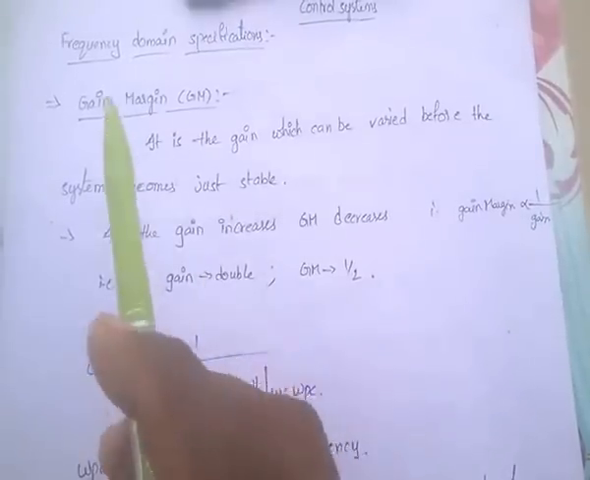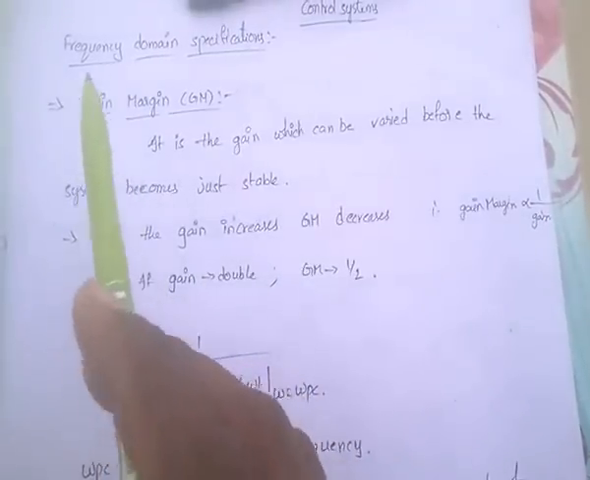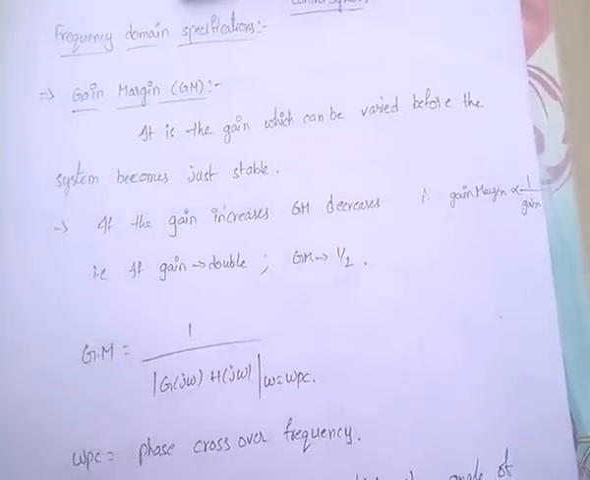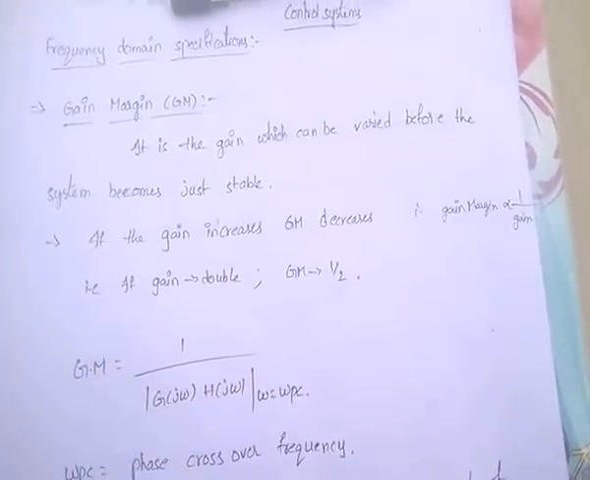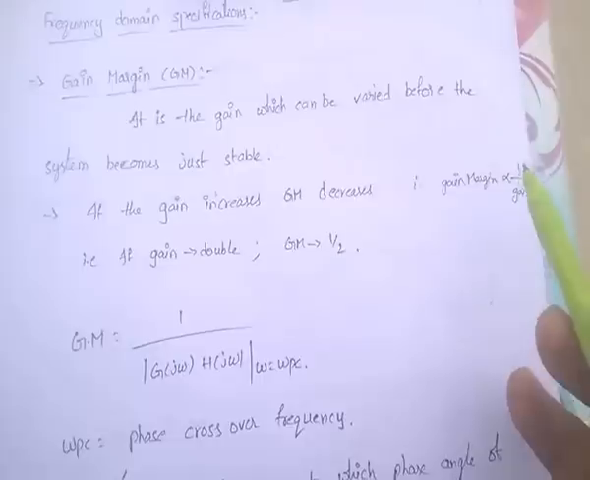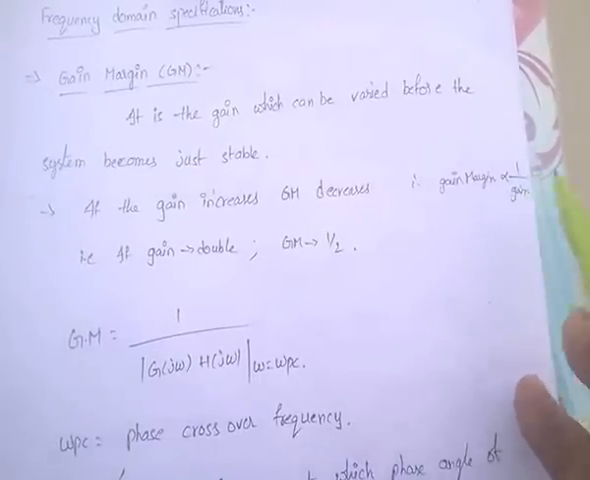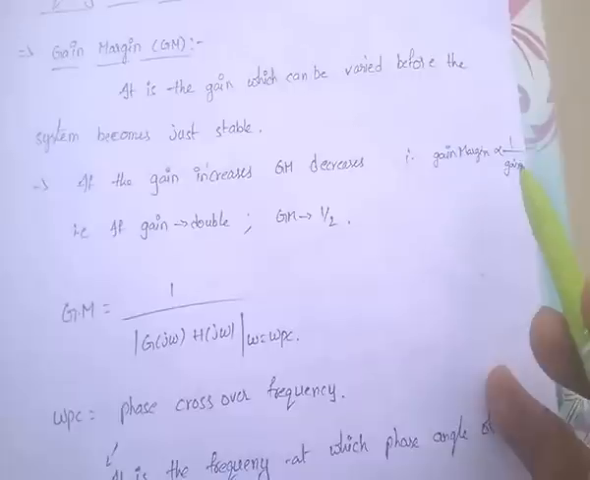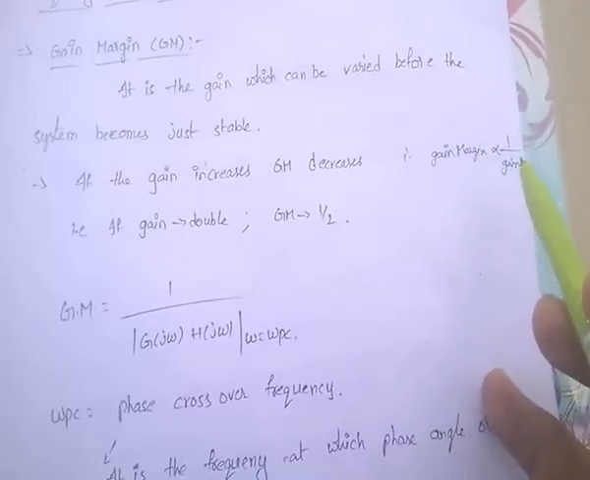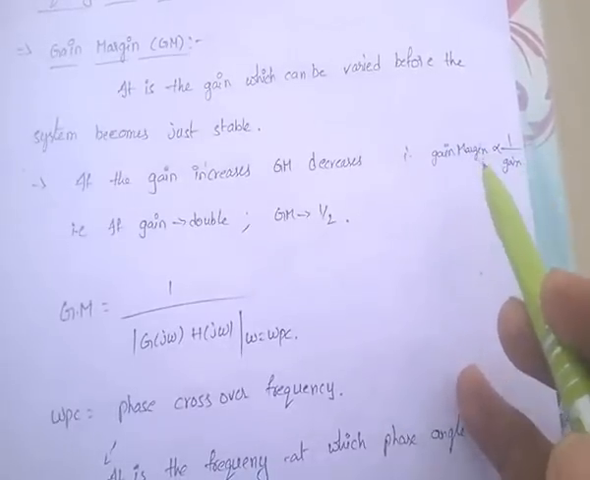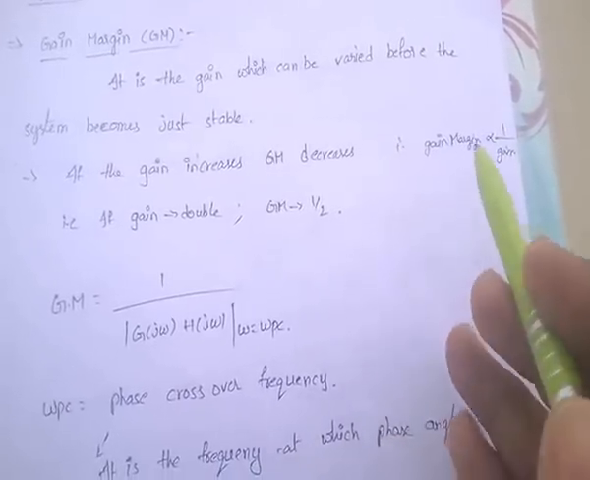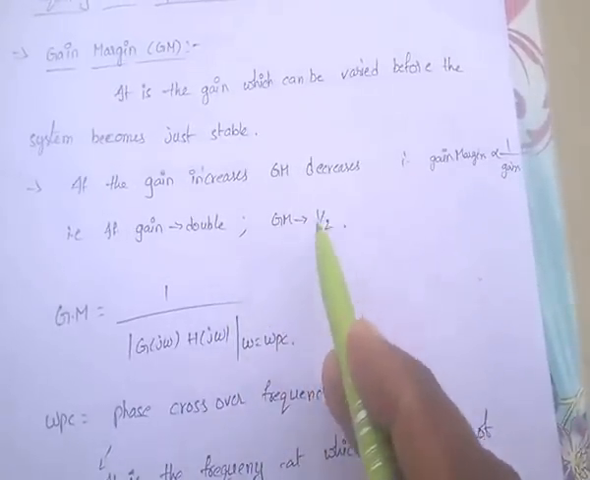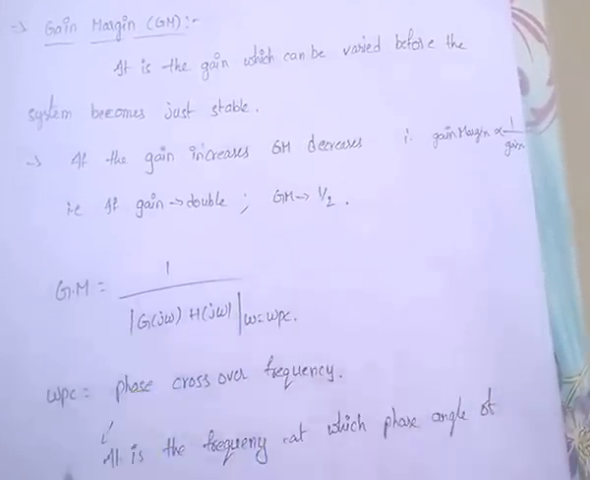If the gain increases, gain margin decreases. That means gain margin is inversely proportional to the gain. If gain increases, gain margin decreases. If gain decreases, gain margin increases. If gain is doubled, gain margin will be halved.